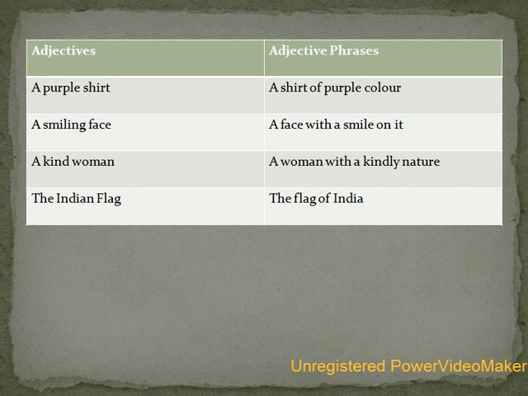So see the difference and only then categorize these two types of sentences into two different categories, that is adjectives or adjective phrases. Another one, a smiling face. Adjective phrase for this: a face with a smile on it. Another, a kind woman, a woman with a kindly nature. The Indian flag, the flag of India.